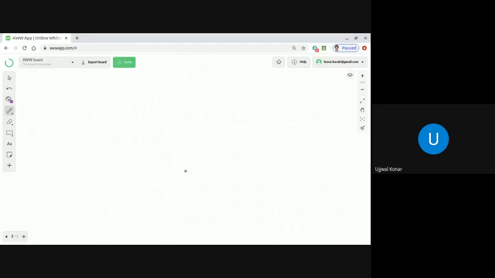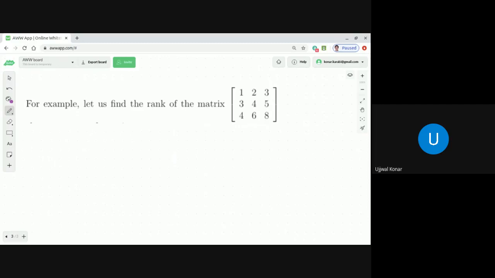So suppose here is the matrix. Here is a 3x3 matrix, as you see, dear students. I read that matrix row wise: 1, 2, 3, 3, 4, 5, and 4, 6, 8. And what is the task at our hand, dear students? The task at our hand is to find the rank of this matrix, and we will see how, by using elementary transformations, we can find the rank of this matrix.